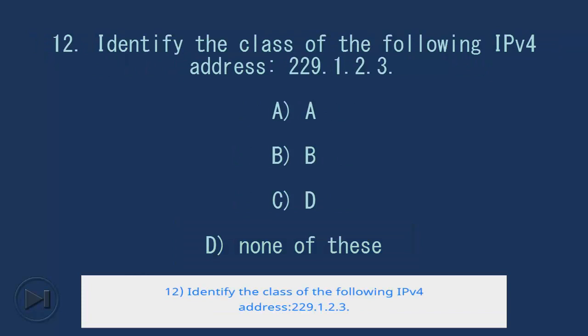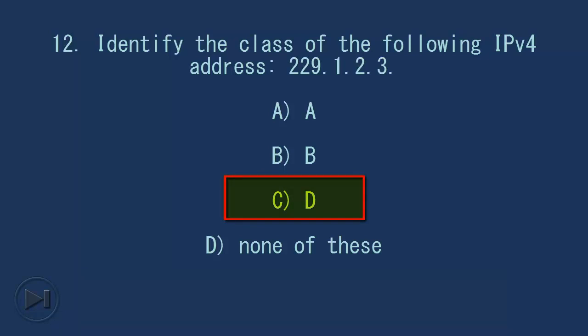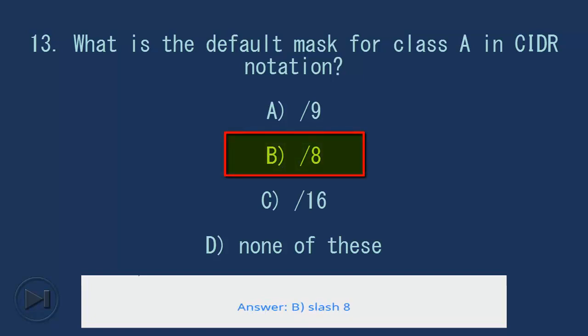12. Identify the class of the following IPv4 address, 229.1.2.3. A. Class A. B. Class B. C. Class D. D. None of these. Answer, C. Class D. 13. What is the default mask for Class A in CIDR notation? A. /9. B. /8. C. /16. D. None of these. Answer, B. /8.